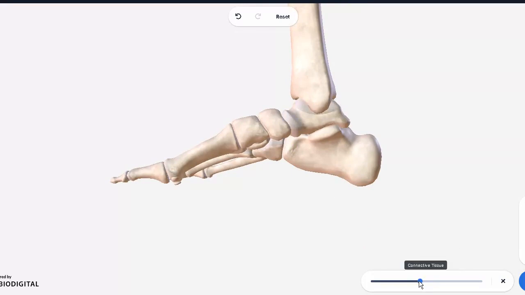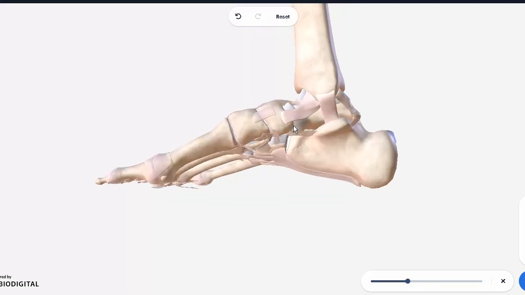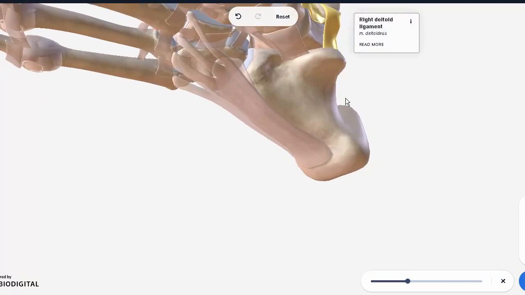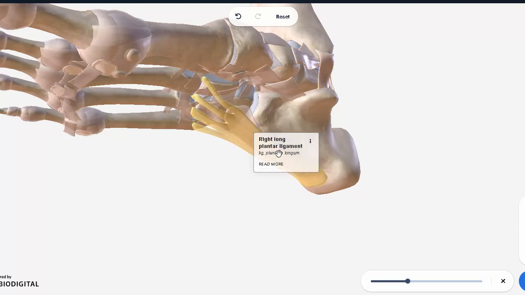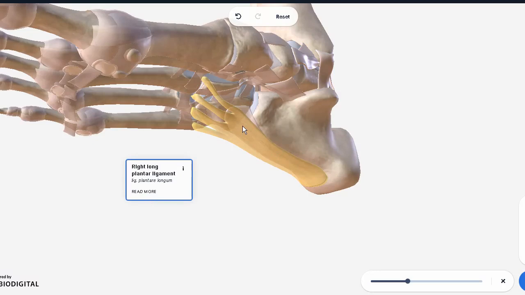Let's see first and foremost the ligaments, because these appear first. Here we go. Now ignore the ligaments up over here. These are simply part of the joining between the bones. You have basically your deltoid ligament, which is the medial ligament. But the ones you need to focus on are the ones right here below. They're a bit transparent. You have the long plantar ligament over here. Sorry, it's not medial and lateral, it's long and short.